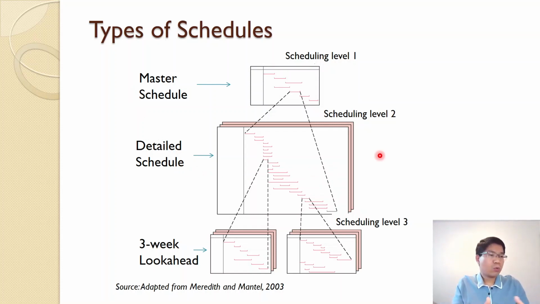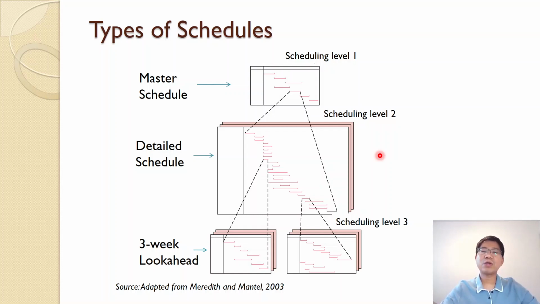And then when we go about to execute each package, each work in the project, we plan in a shorter term, and typically we call it the 3-week look ahead. So it looks at 1 week in the past, and then another 3-week look ahead, what we are going to plan to do for that type of work. So that is the typical 3 types of schedule in the project.